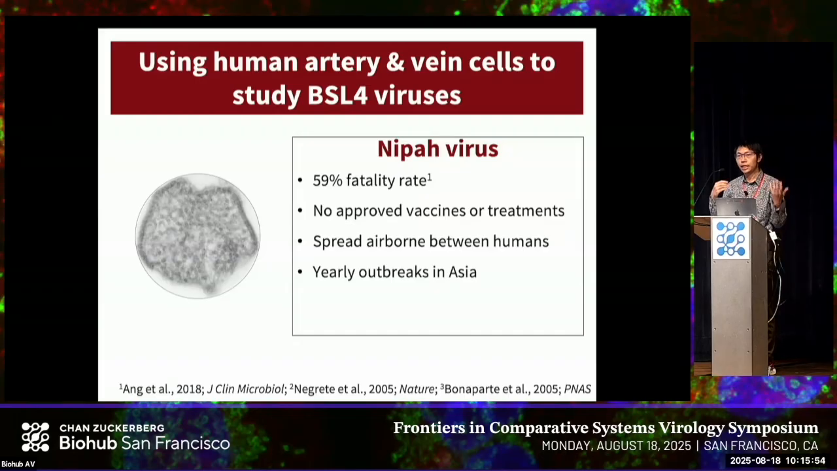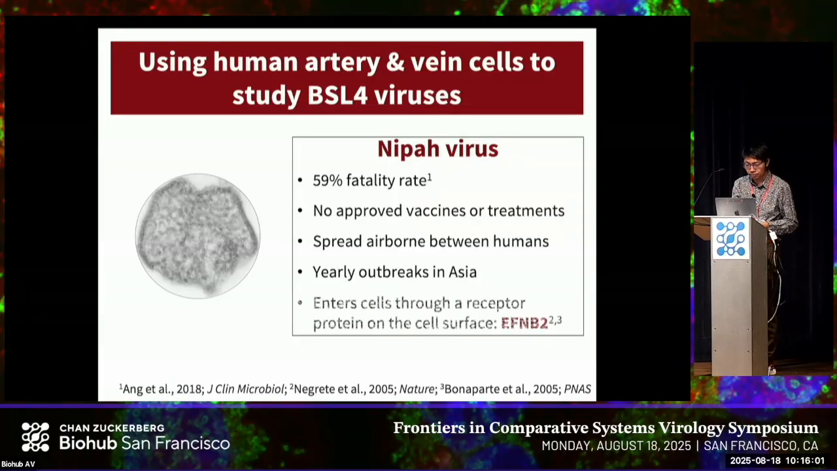It first emerged in Malaysia and Singapore, where I had a great discussion with Ui back in the audience. And now there's almost annual outbreaks in Bangladesh and India. It enters cells through a receptor protein on the cell surface called EFNB2. So just keep EFNB2 in the back of your mind for the next few slides.